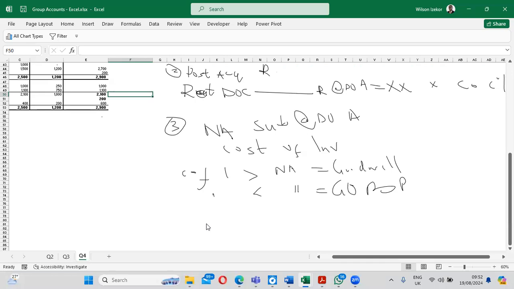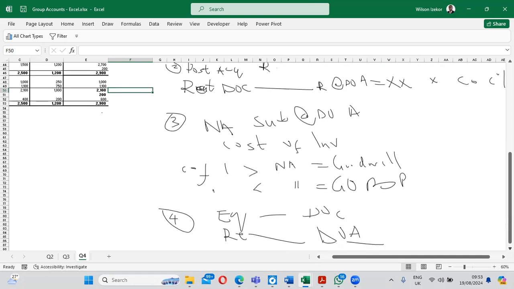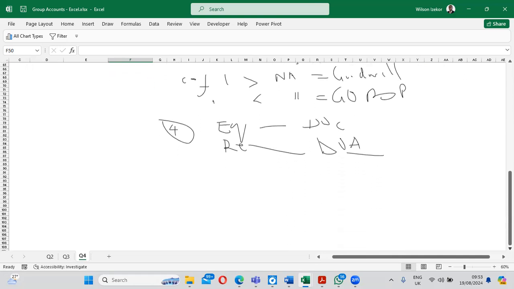And then we talked about the situation where we have the NCI. When we have the NCI, we calculate the NCI percentage of the net asset of the subsidiary. For the equity, we take the equity at the date of consolidation. That's the equity capital. But for the retained earnings, you take the retained earnings at the date of acquisition. You add up these two to get the NCI share of the subsidiary's net assets.